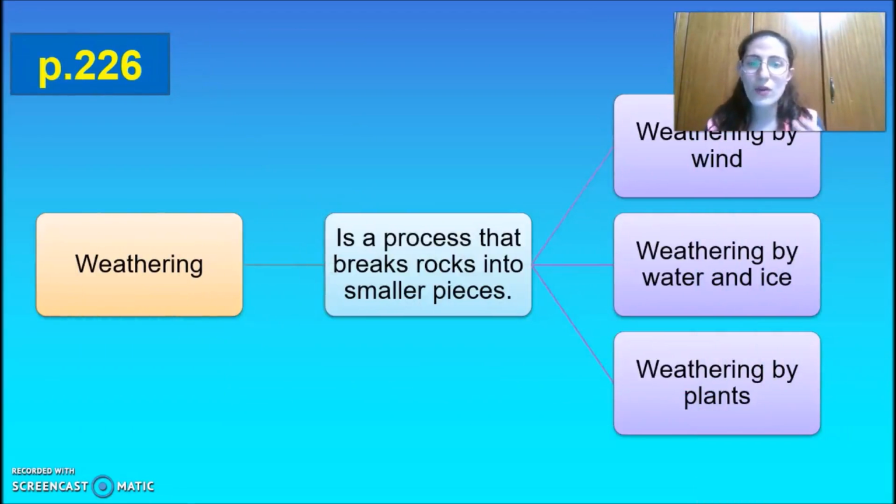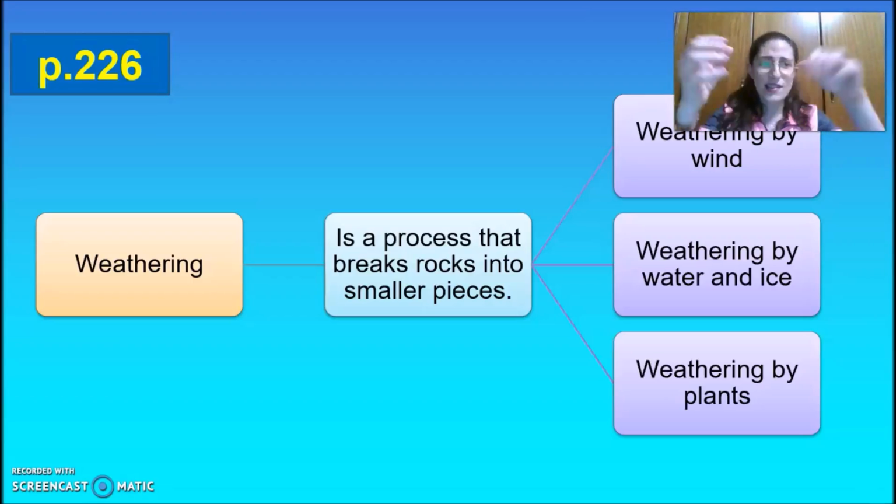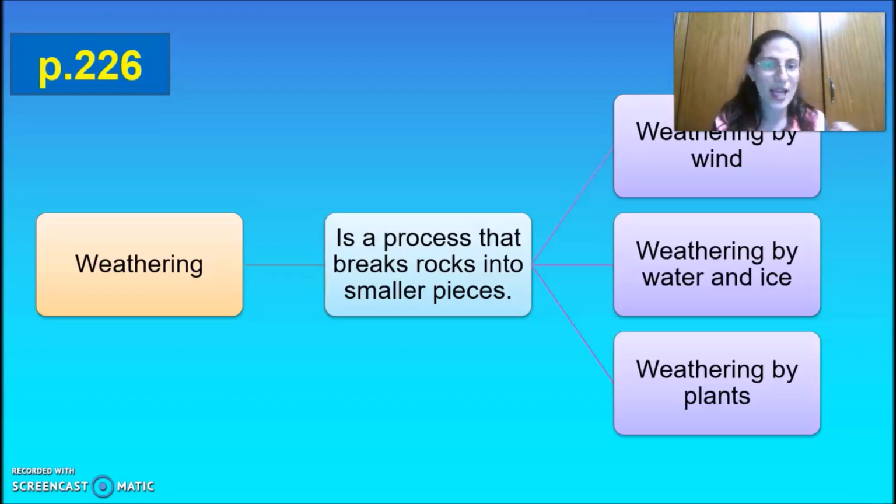So what is weathering? Weathering is a process that breaks rocks into smaller pieces. One more time. Weathering is a process that breaks rocks into smaller pieces. How does this happen? Either weathering by wind, or weathering by water and ice, or weathering by plants.